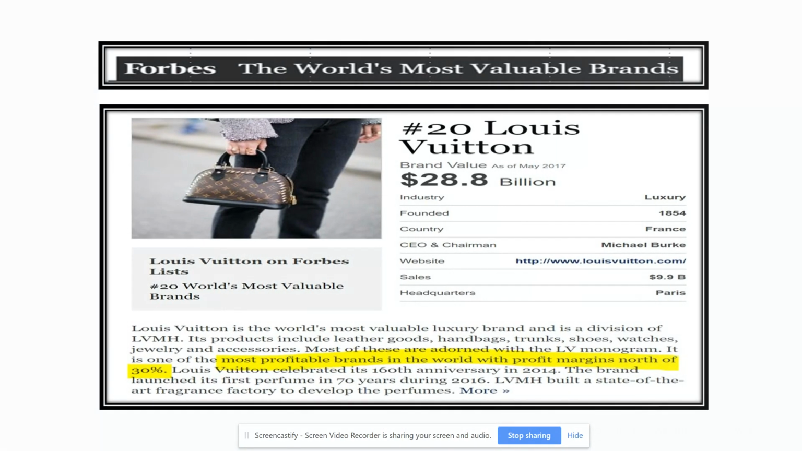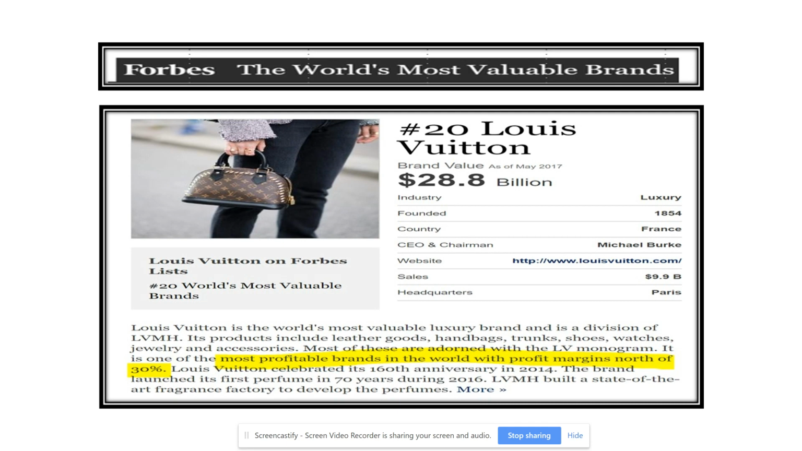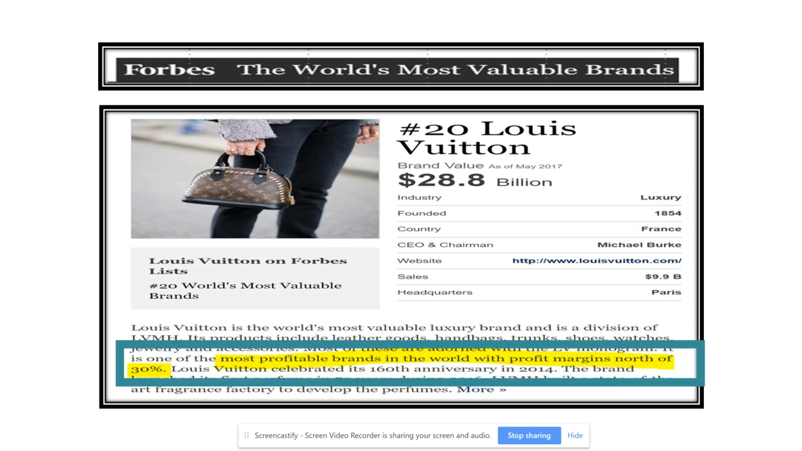So let's take a look at what Forbes says about them. Forbes rates them as the number 20 most valuable brand in the world. They generate about $28.8 billion. They're up there with the Walmarts and Amazons of the world. But the difference is that the Walmarts and Amazons of the world have a profit margin between 7 and 14%.